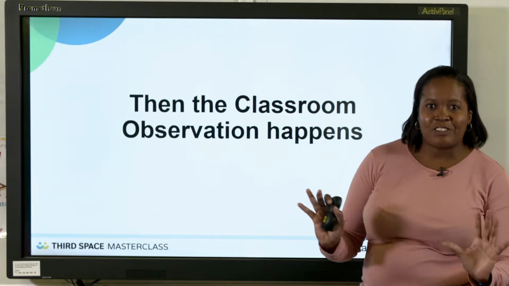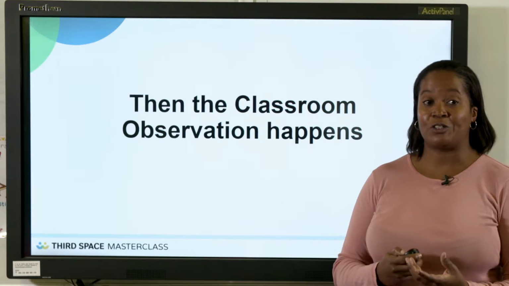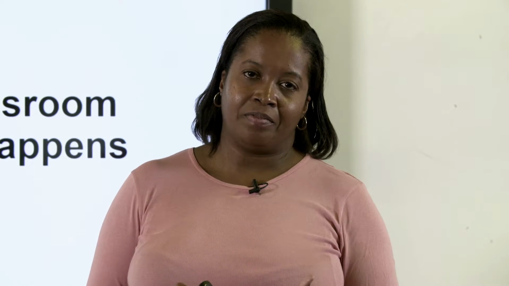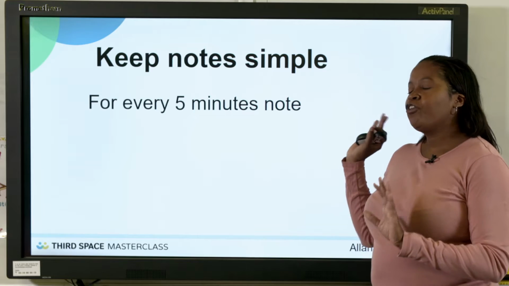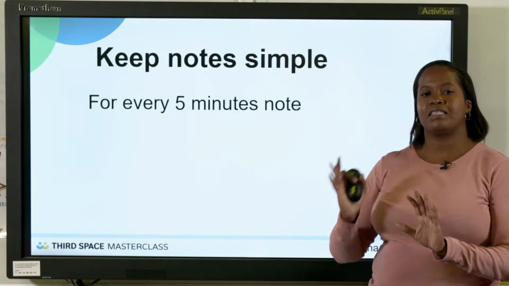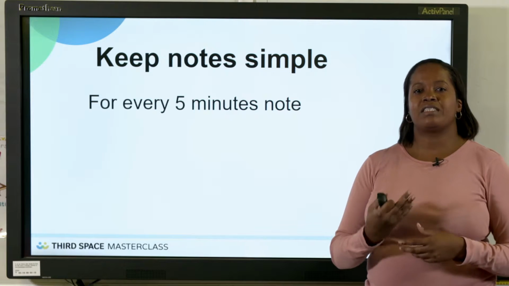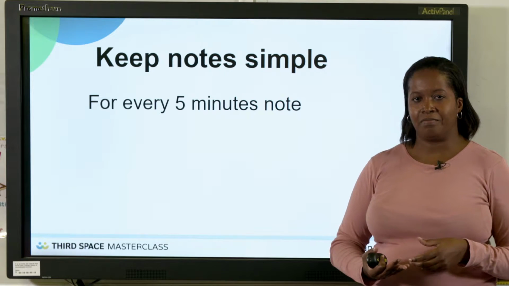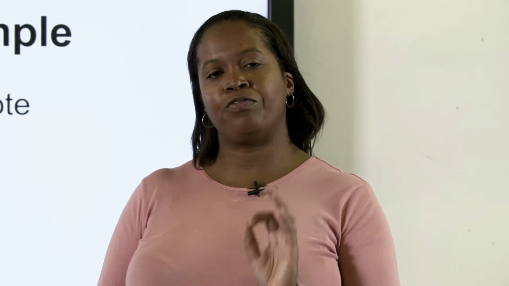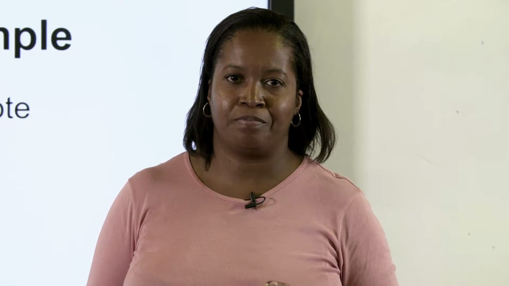Then you get to the actual observation, and the classroom observation is going to happen. If you are a note taker, my advice to you is keep it simple. Having really simple notes allows you to reflect within the given time on what you are seeing and the impact it's having. When you think about a 30-minute observation, if you make notes every 5 minutes, there are only a few things that you actually need to pay attention to.